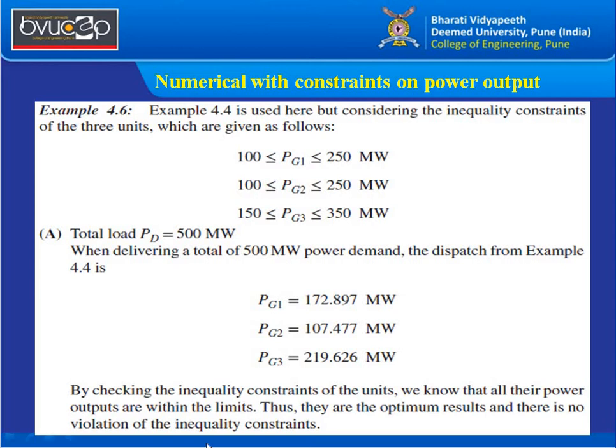Now we have to check. PG1 is 172, so it is within the limits. PG2 is 107, again within limits, and PG3 is 219.626, within limits. So all the inequality constraints are well within the limits. These are going to be the optimum results and there is no violation of the limits. This is going to be a great benefit for getting the optimum result.